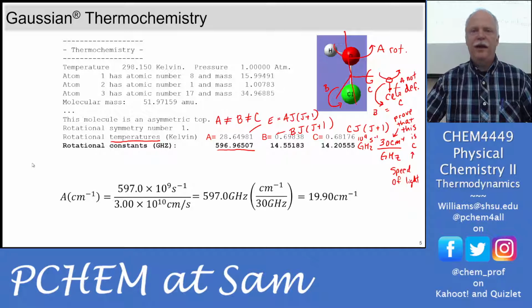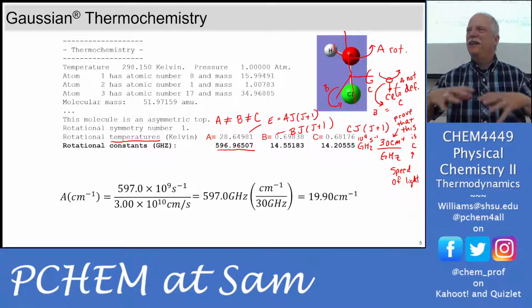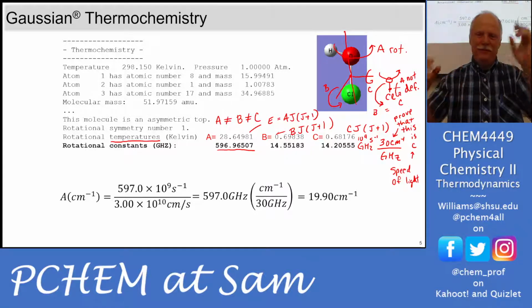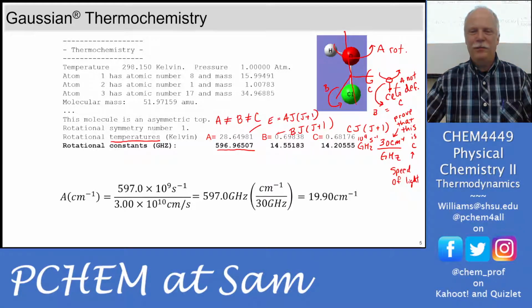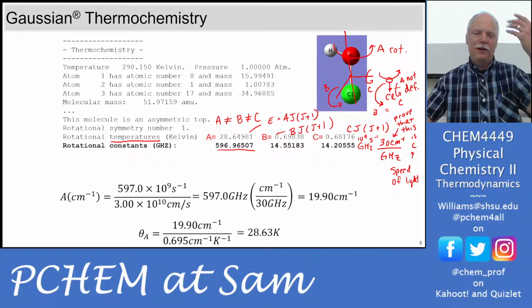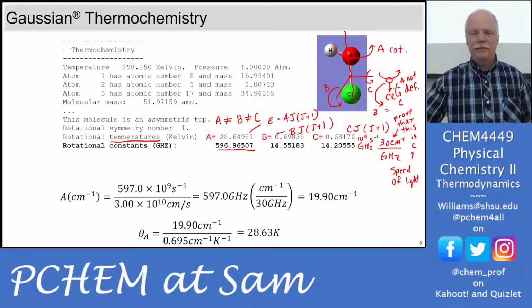So that's a gaseous bleach. I don't know if that's anywhere in the presence of water. I don't know if it would actually have a vapor pressure of that, but it would be fun to try to get the spectrum of that molecule. Okay, here's the rotational temperature, 28.63. I'm just verifying what Gaussian is showing us.